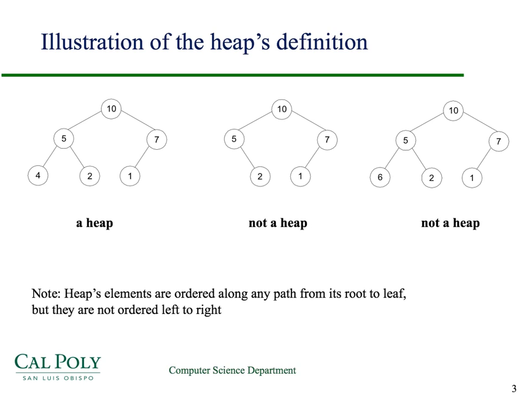Notice that if you look at the tree on the left, the heap's elements are ordered along any path from its root to the leaf. Okay, so namely the root is the biggest, then its child is smaller, the children of that node are smaller, etc. So any path from the root to the leaf would be ordered from biggest to smallest for a max heap.